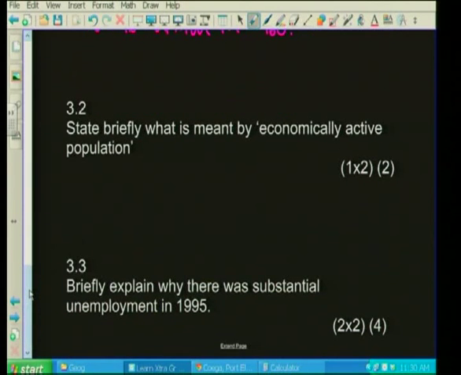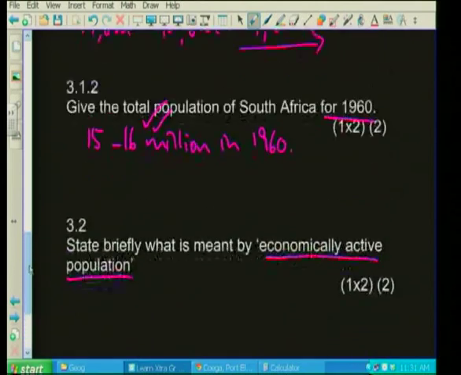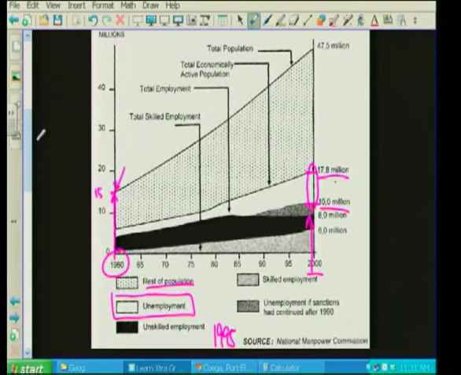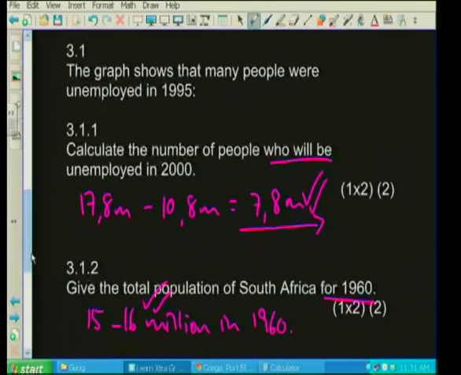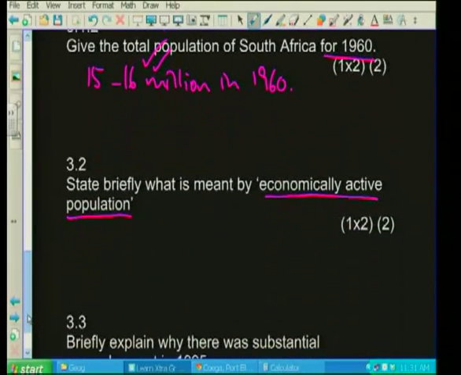Question 3.2. State briefly what is meant by economically active population. What do we mean by the economically active population in South Africa? So in other words, go back to the graph and you see this keyword over here, total economically active population. That means between here and the top of that graph, the people that are working in a particular year over all the years here are people that are contributing to the economy because they have a job, they are of working age, they can work, it's legal, etc.